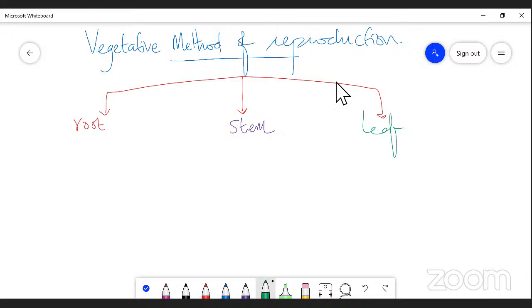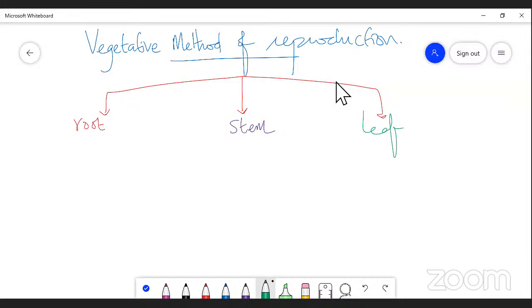I repeat once again. Vegetative method of reproduction is a method by which an organism reproduces its species, or one generation, from root, from stem, or from leaf. They are the reproductive organs, hence it is known as a vegetative method of reproduction. Simply, an organism reproduces vegetatively from the vegetative part of the plant, either from a root, stem or leaf.